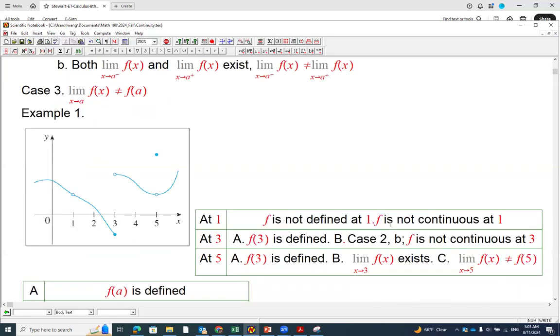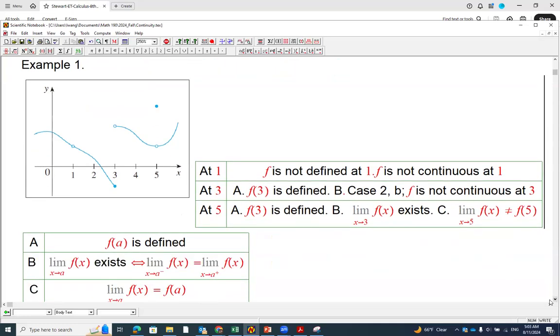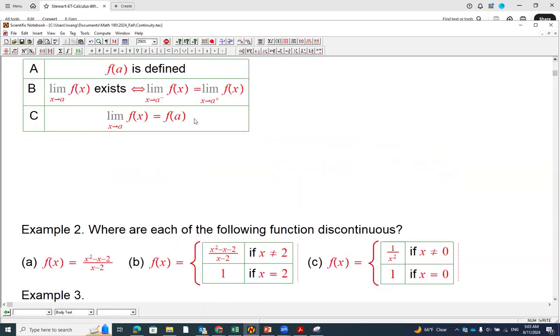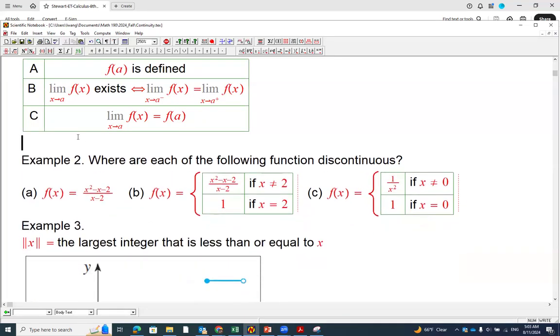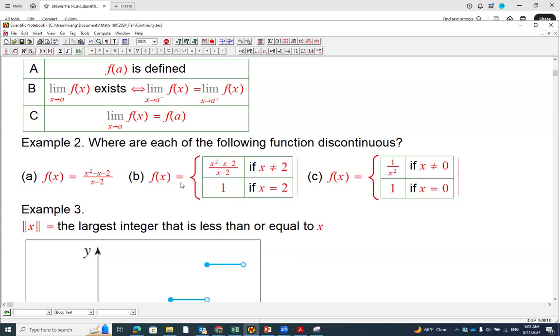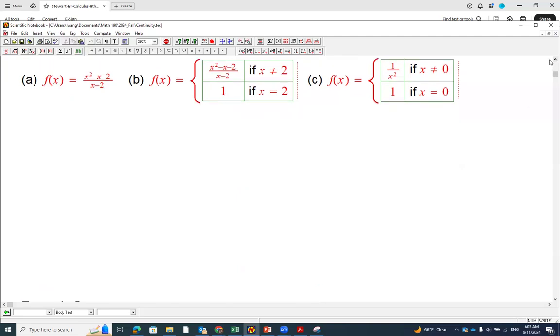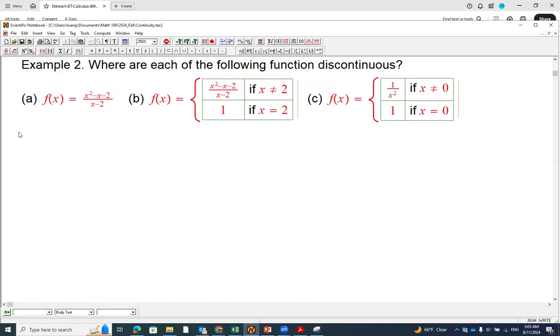All right, so that's the first example. So let's look at some other examples. Example number 2. Here we have 3 examples. You could graph it, but you don't have to.